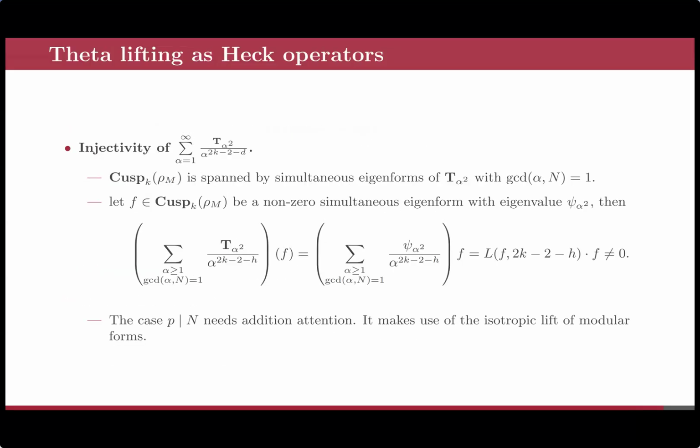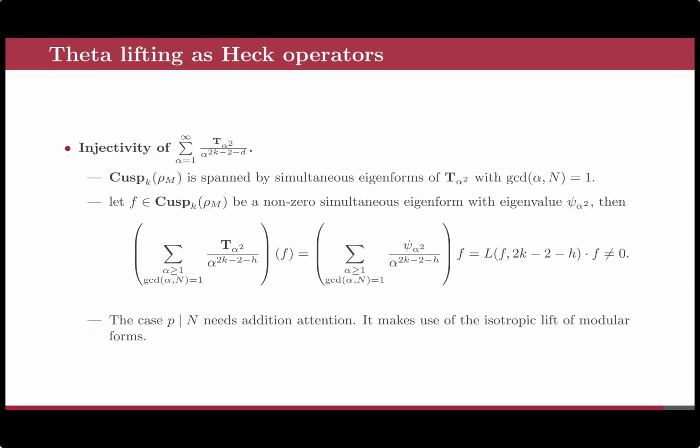Okay, the last page. So is to compute the kernel of this sum of all the Hecke operators. The key thing is the space of cusp forms is actually spanned by some simultaneous eigenforms of the Hecke operators when alpha is coprime to the level. Okay, so then we can take some non-zero simultaneous eigenforms, and this will help us to diagonalize our map. Okay, so imagine this is a linear map, and we choose a nice basis, and this helps us to diagonalize this matrix. And what we need to show is on the diagonal, every eigenvalue is non-zero.